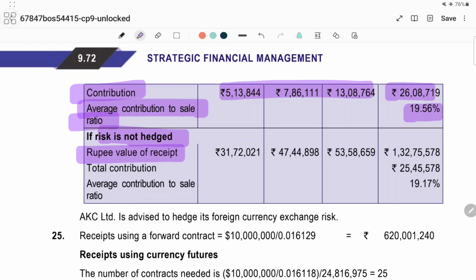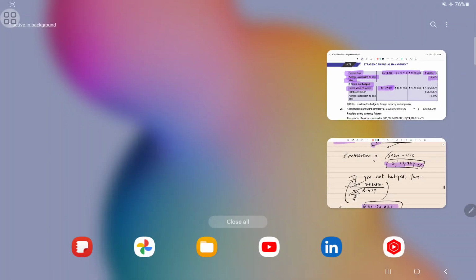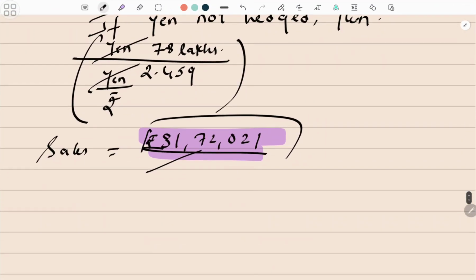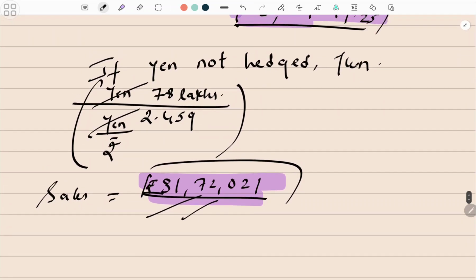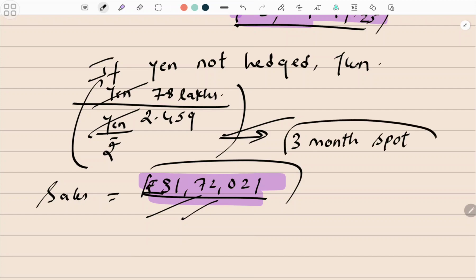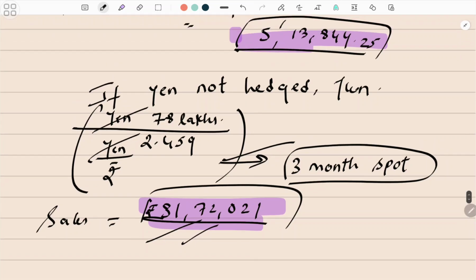then the rupee value of the receipt would be this. How did they get this amount? I have calculated this just here. See, 3172. Correct? This is how you do this. This is basically the 3-month spot, the spot rate after 3 months, the actual spot. Correct? I hope you are able to understand this.